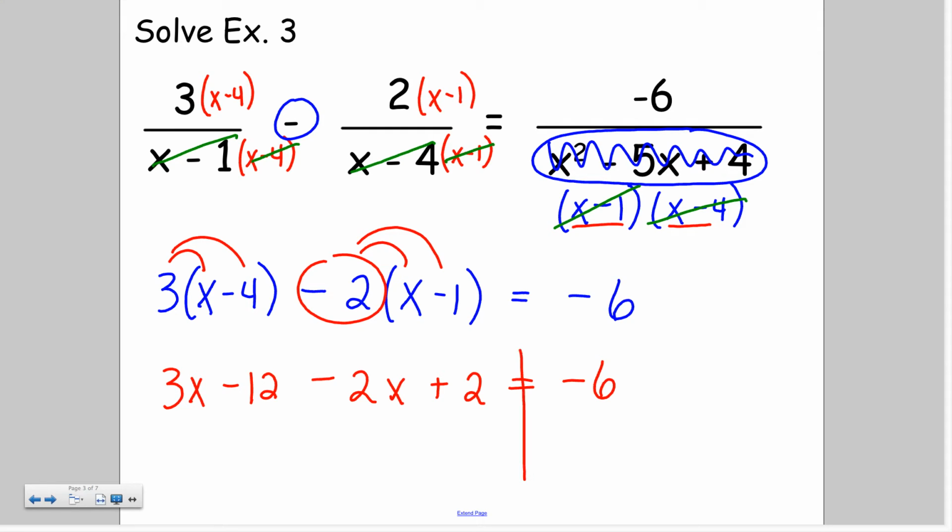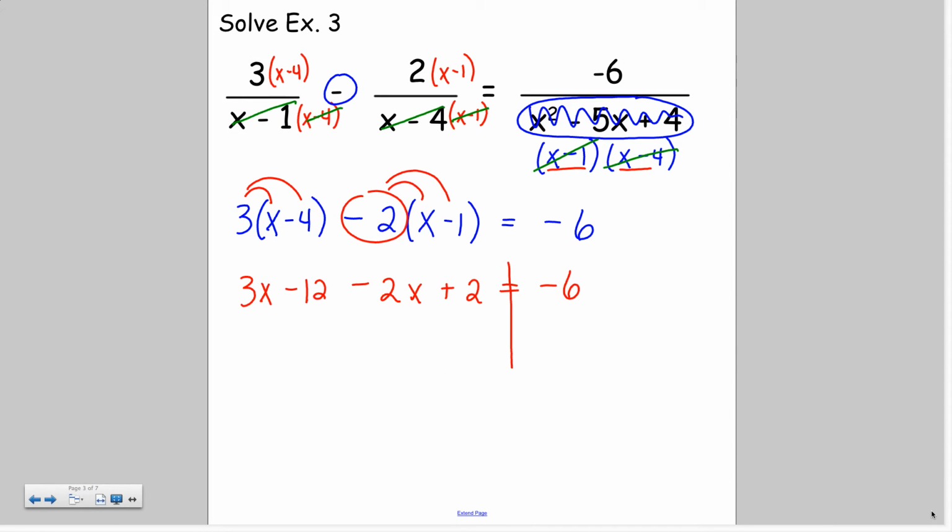After I multiply, I'm going to combine my like terms and solve for x. Notice you don't see an x squared. That's a good sign because we shouldn't have to factor to get our answer. What I do notice is that I have a pair of x's that I'm going to combine, so 3 minus 2 is 1. I also have some constants. Negative 12 plus 2 is negative 10.